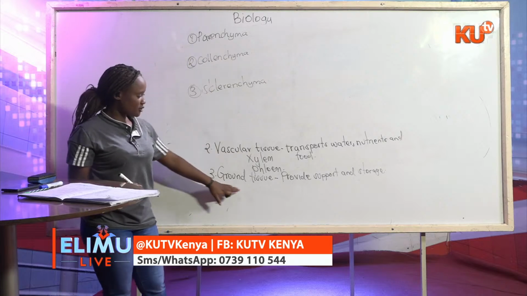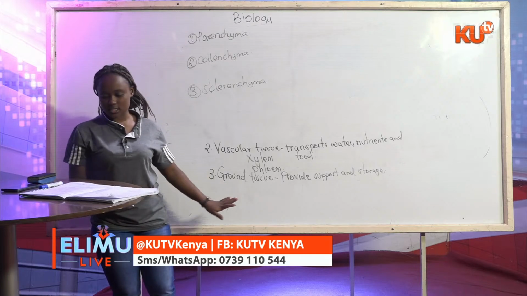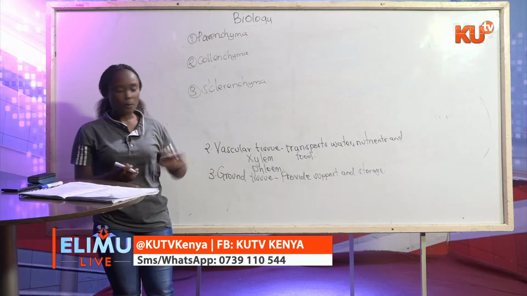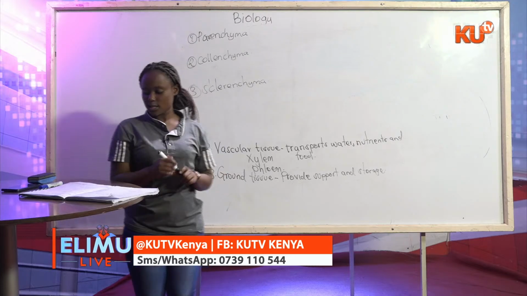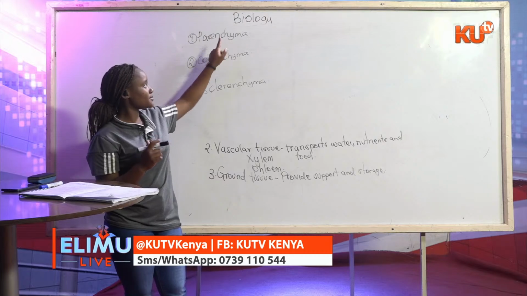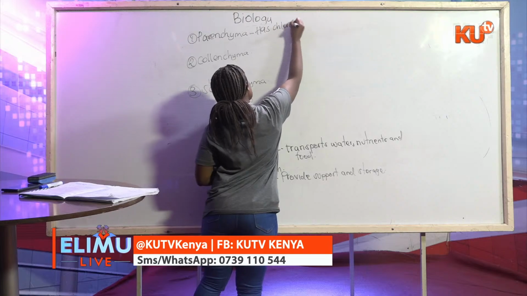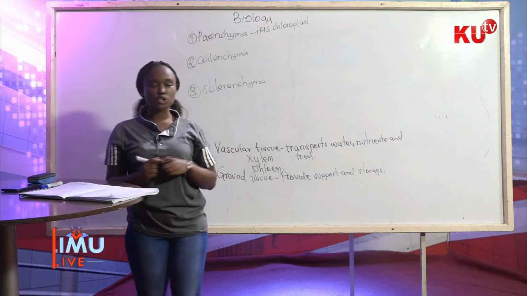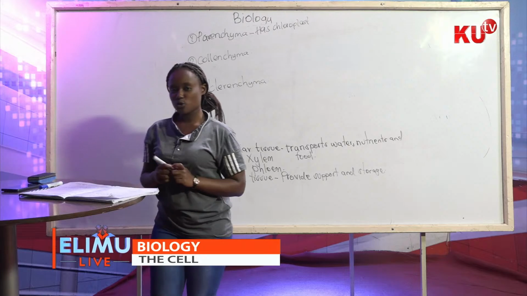So under the ground tissue, which provides support and storage, we have the parenchyma, collenchyma, and the sclerenchyma. Parenchyma contains chloroplasts that help in photosynthesis, and it stores water and nutrients for energy.